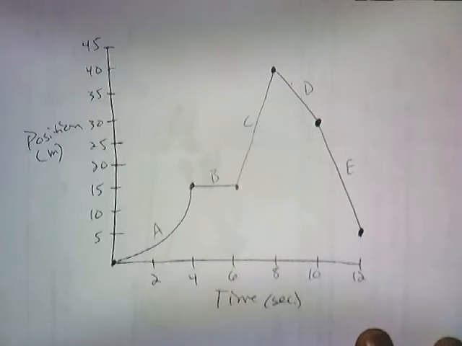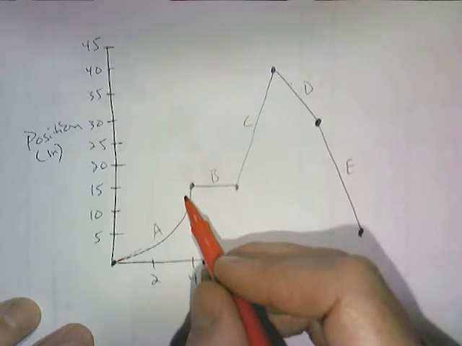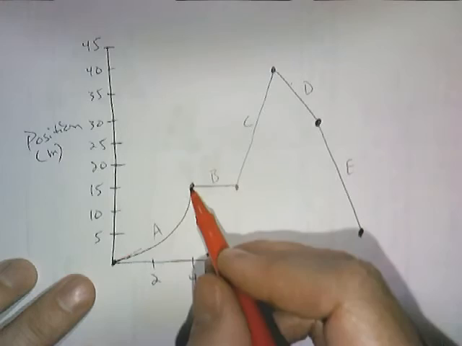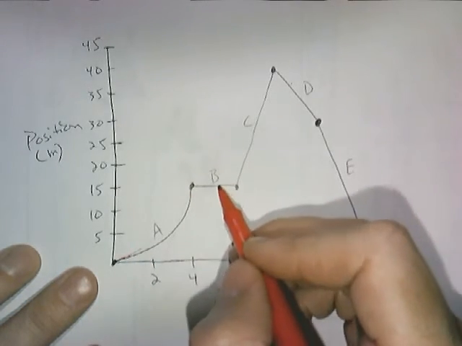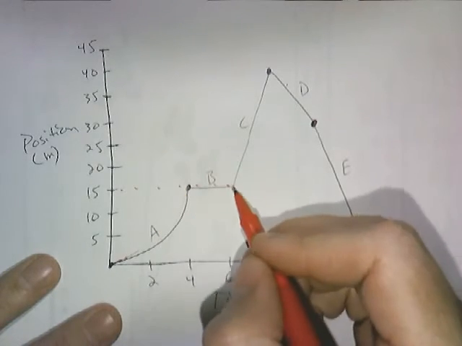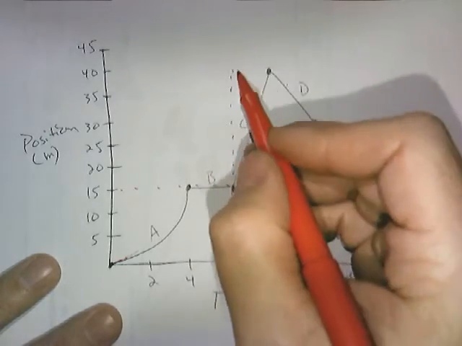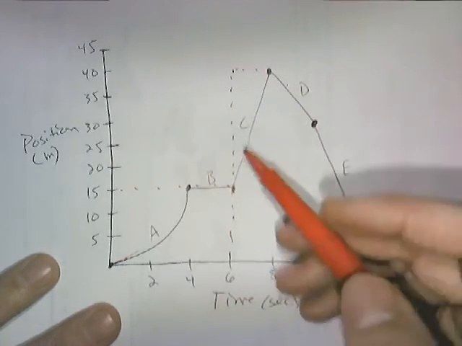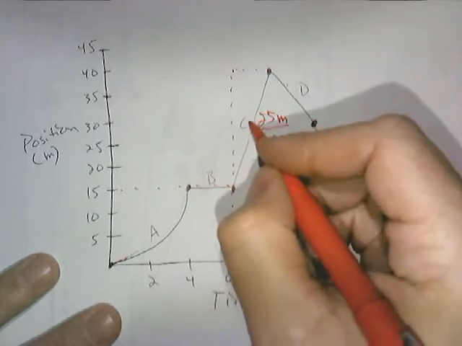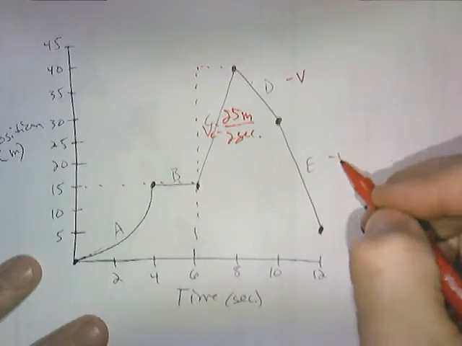And then last but never least, you can pause and rewind this, but let's get into this one. I'm just going to talk you through this. Notice segment A, curvature, slope is increasing. We would say that the velocity is increasing here. Curved upwards, slope is increasing. B, the object is stopped. C, the object traveled from the 15 meter mark at this location here up to the 40 meter mark, so it traveled 25 meters in 2 seconds. So I could find the velocity of C. D is going to have a negative velocity, and E is going to have a negative velocity.